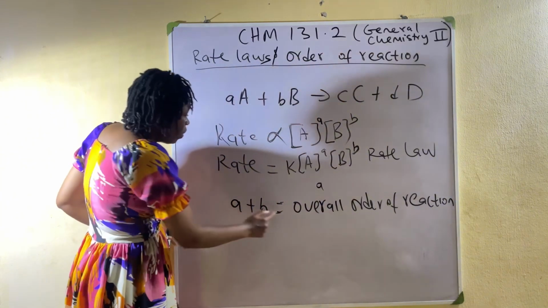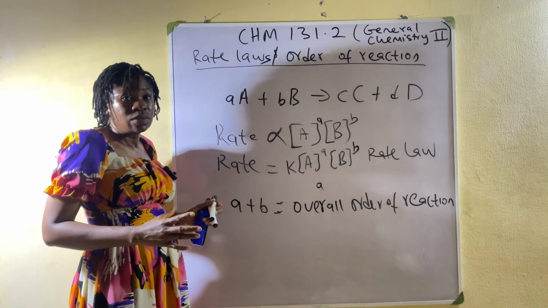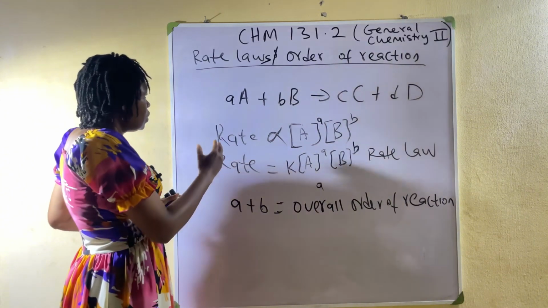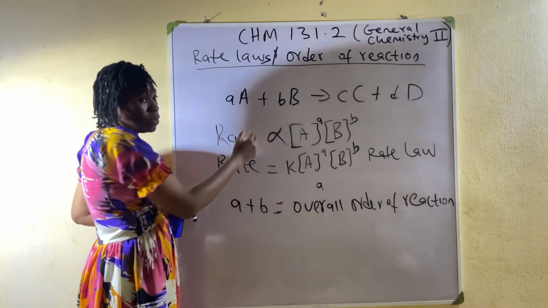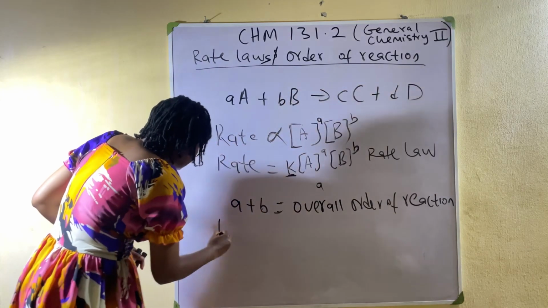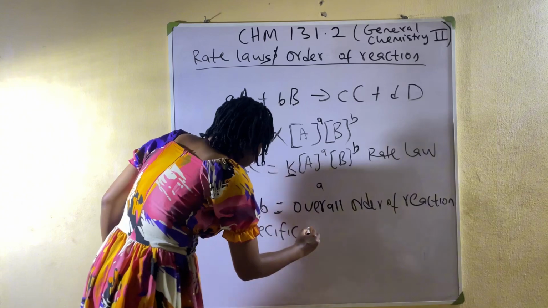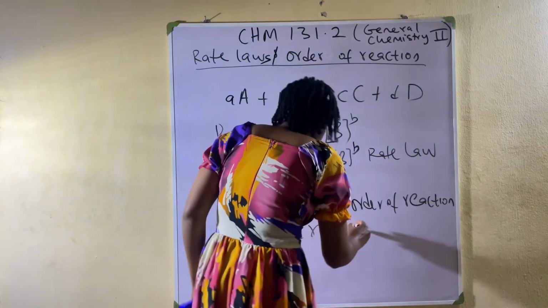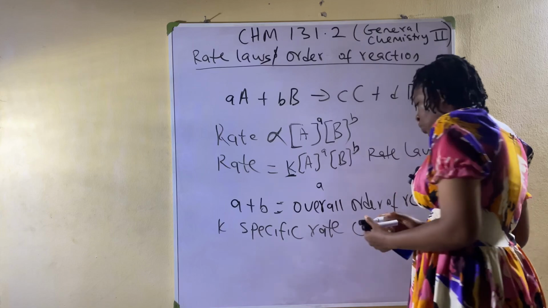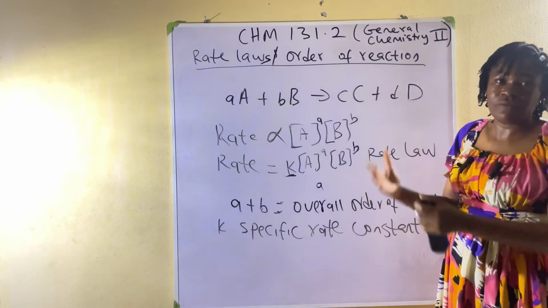So the overall order of reaction is determined experimentally. Sometimes you cannot predict it through a balanced chemical equation, but through what? Experiment. k is what we call the specific rate constant. The unit of the rate constant depends on the order of the reaction.